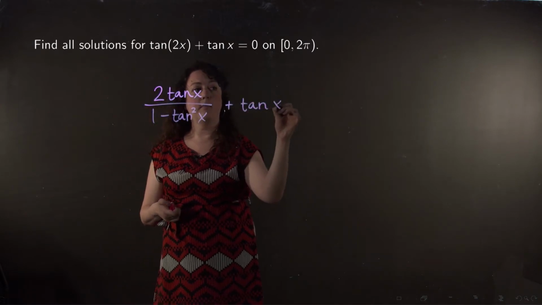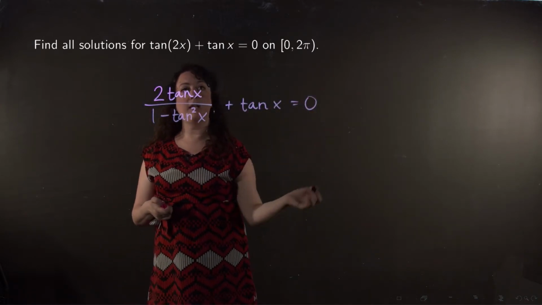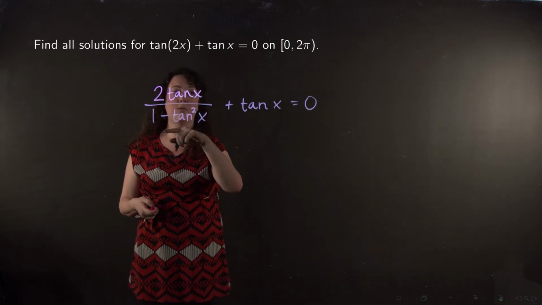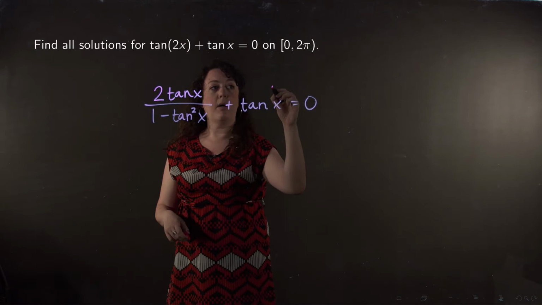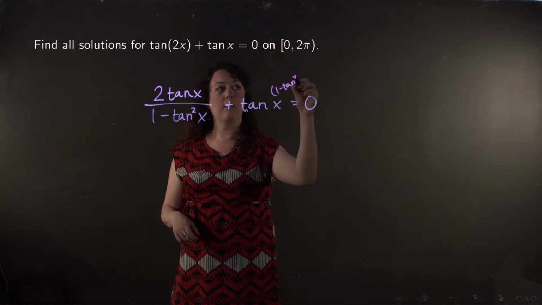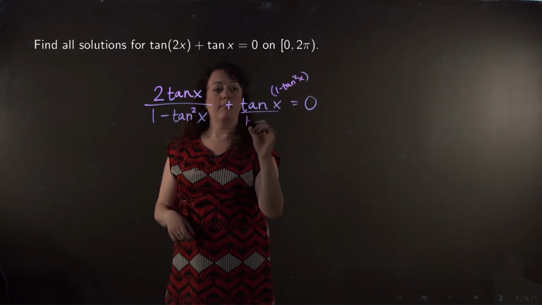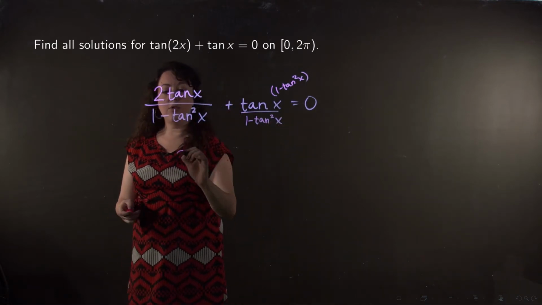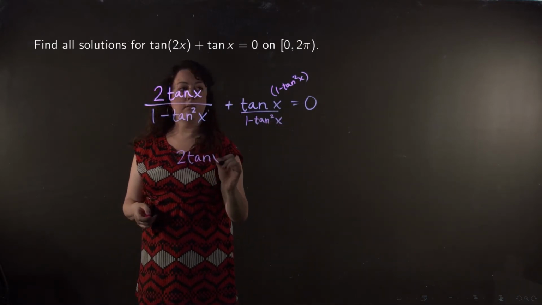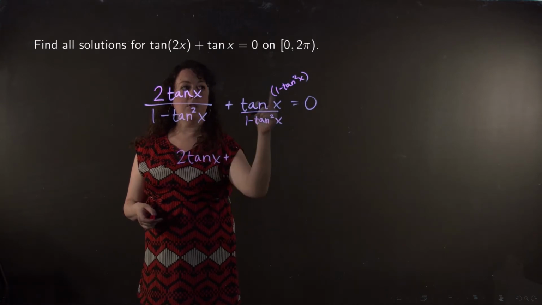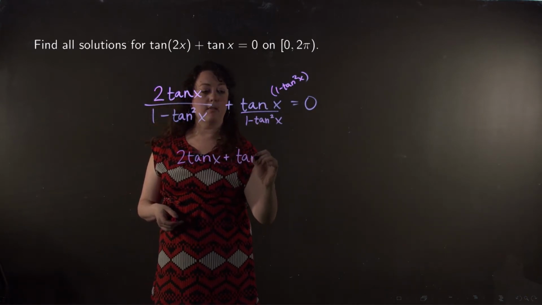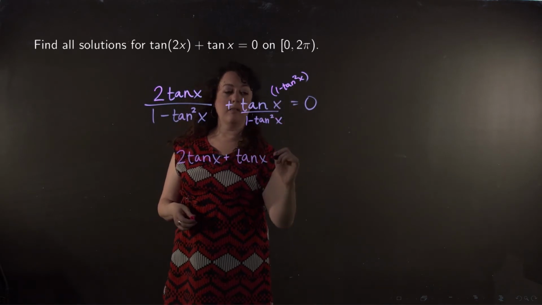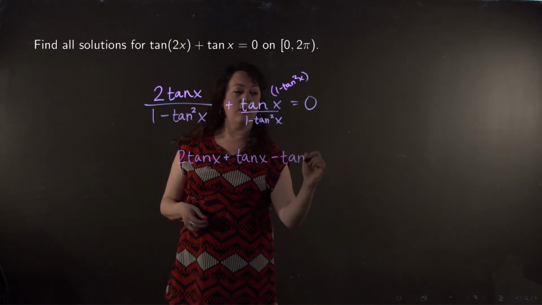plus tangent x. Okay, so if I'm trying to solve that equal to 0, I want to get this tangent x piece into a fraction like this one. So I'm going to multiply top and bottom by 1 minus tangent squared, which means my fraction now, I have 2 tangent x's plus tangent x times 1 is just tangent x. Tangent x times negative tangent squared x is negative tangent cubed x.